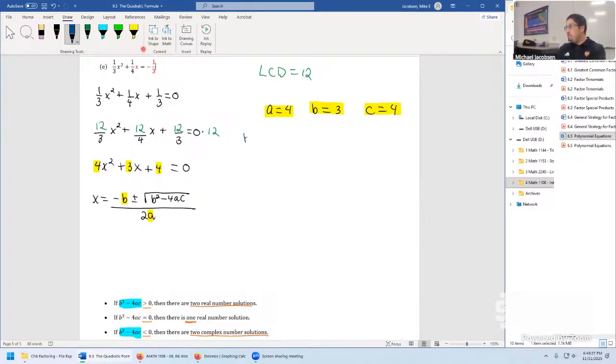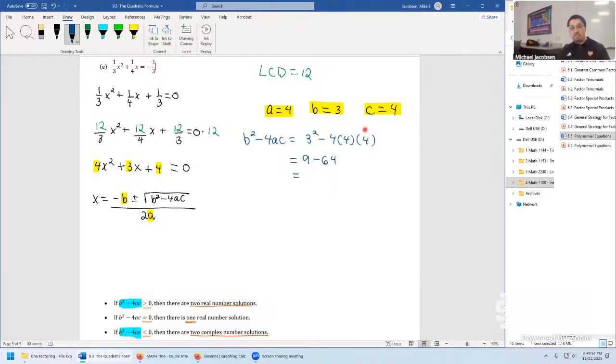Next step is the discriminant, b squared minus 4ac. So our b is 3, for a 3 squared, minus 4 times 4 for a, 4 for c. And this is definitely a negative number. We're getting 9 minus 4 times 4 times 4, which is 64. So 9 minus 64.